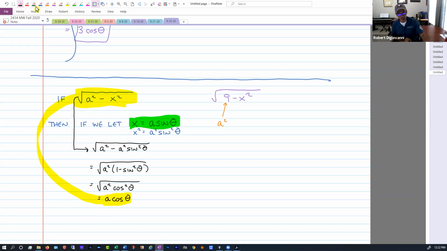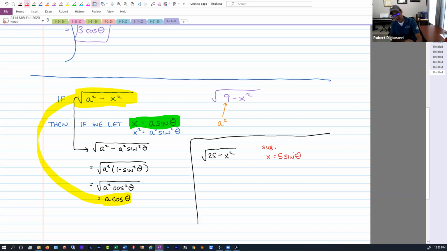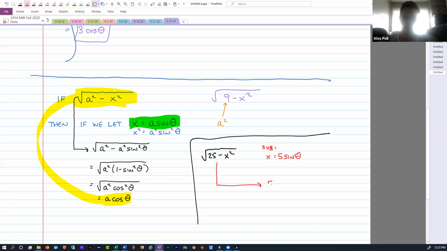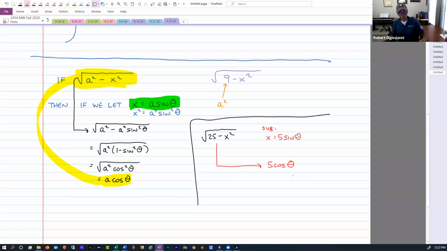So let's see if you understand this. What if we have square root of 25 minus x squared? What would our substitution be? 5 sine theta. Our substitution would be x is equal to 5 sine theta. Okay, and then what does this root turn into? Without going through all the work and factoring things out, what do you know that's going to turn into? 5 cosine theta. Is that clear, everyone? Every single time.